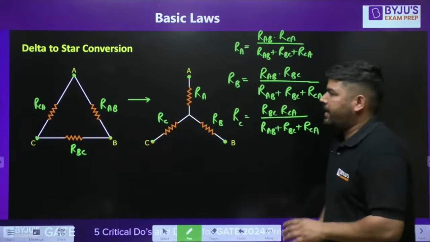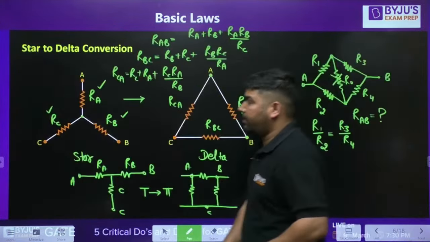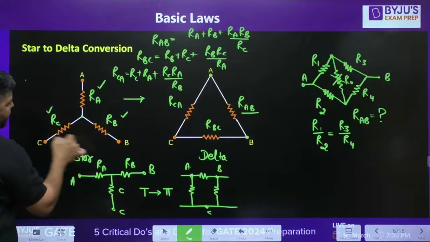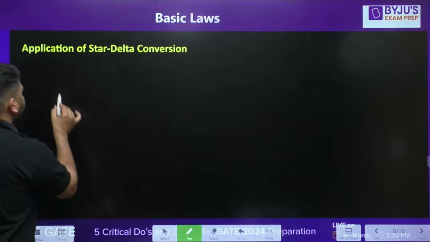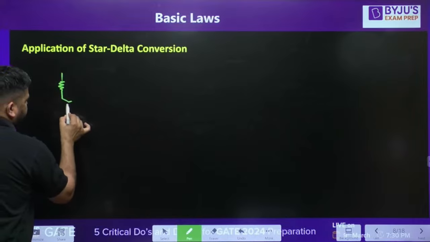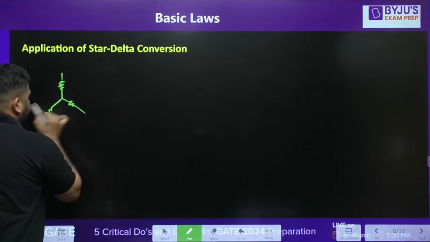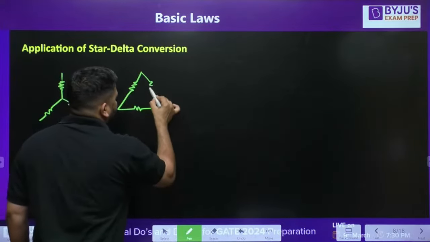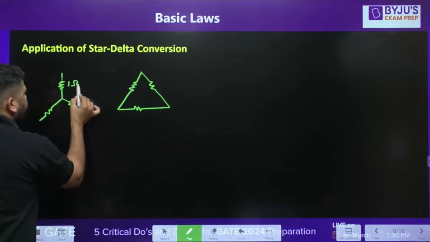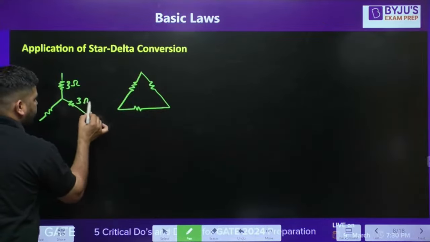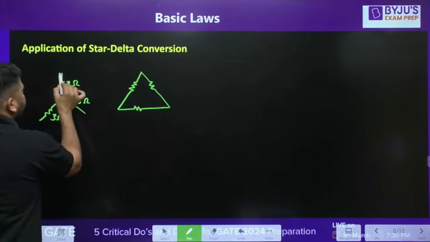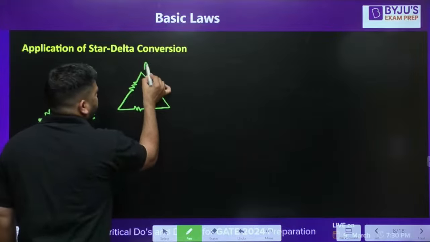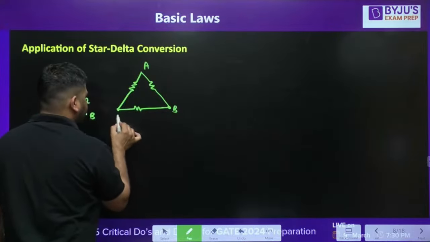Now, let me tell you one more point that is important and that you need to remember. Let's say we have a star side and we have a delta side. Now let's say this is 3 ohm, 3 ohm, and 3 ohm. Can you calculate these values? Tell me, guys, A, B, C. Tell me what is RAB, what is RBC, and what is RCA.